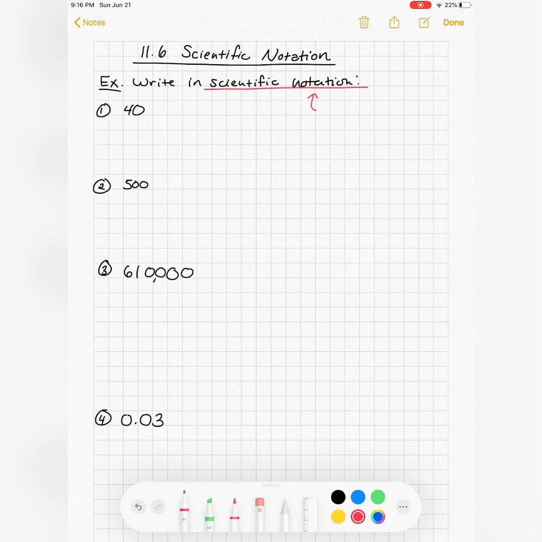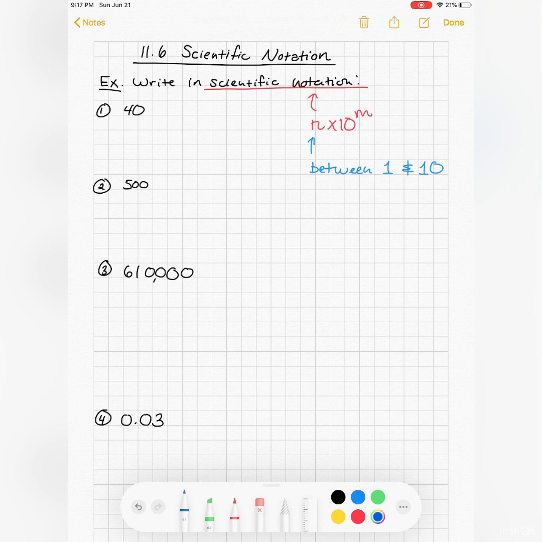My goal when writing a number in scientific notation is to have some number times 10 to some power. The number here is a number between 1 and 10. That's really all you have to remember. So let's look at how one of these works.